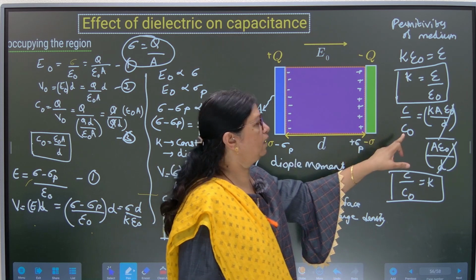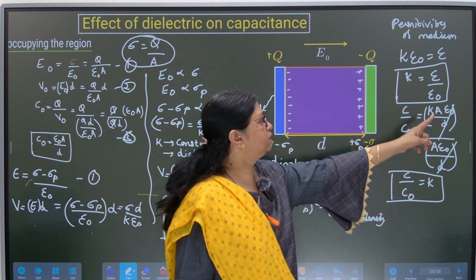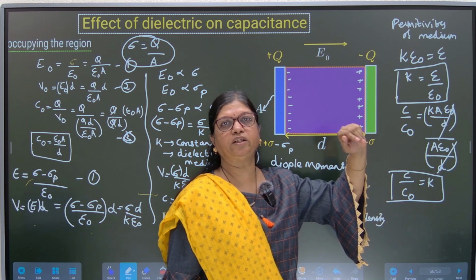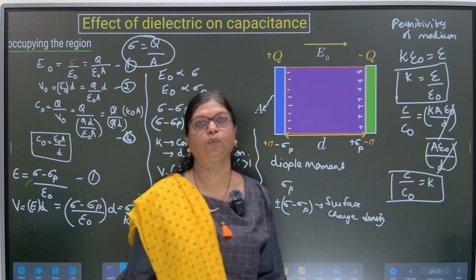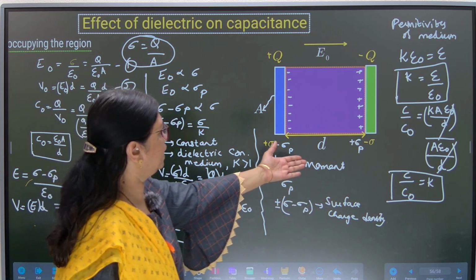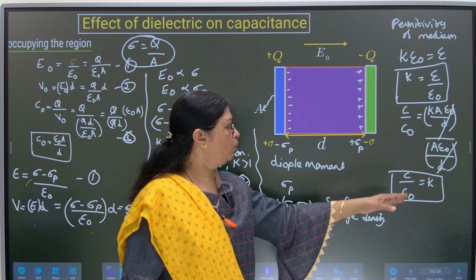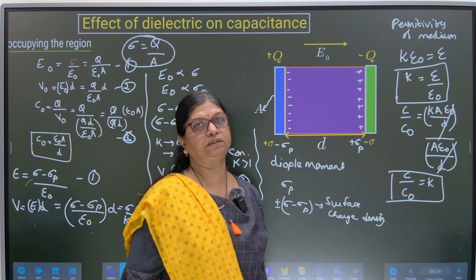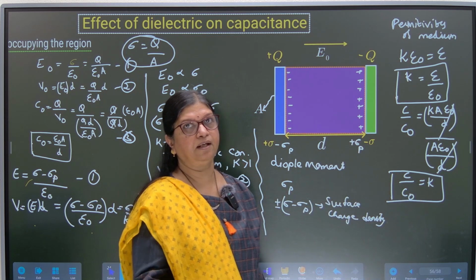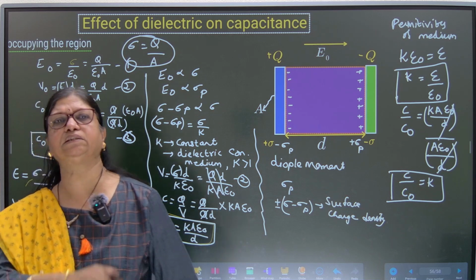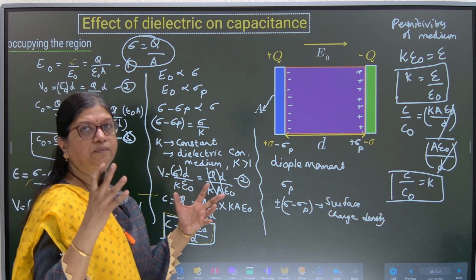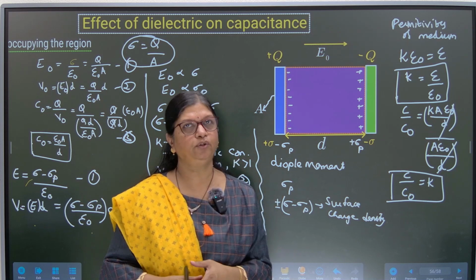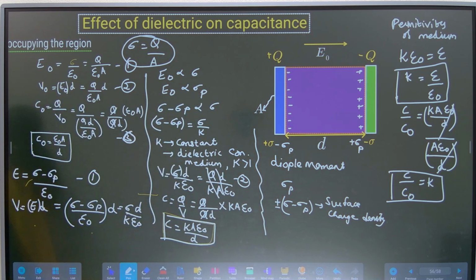I have C, I have C naught, just now derived. C I wrote, C naught I wrote, cancelled the common terms, getting C upon C naught is equal to K. What is C? Capacitance when dielectric is kept. What is C naught? The capacitance when there is air in between the plates, and the ratio is equal to the dielectric constant K itself. So all this material of study is what is application and what is numerical. So I just move, you take a pic.